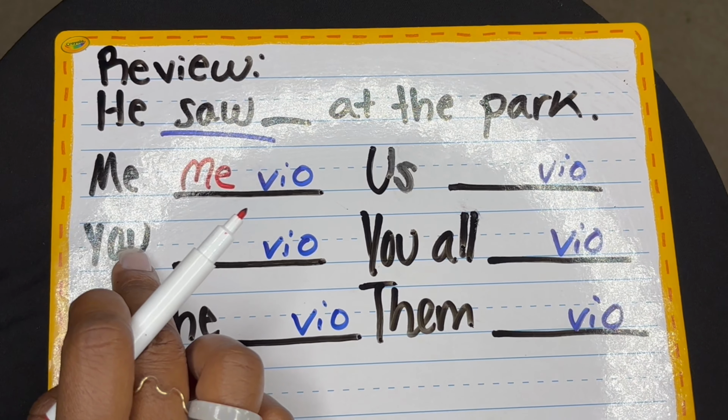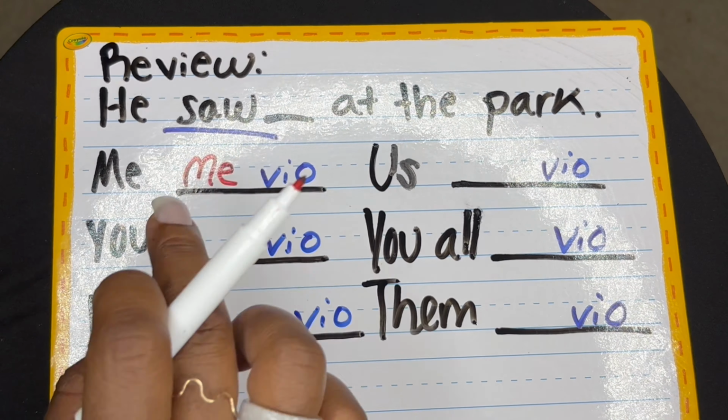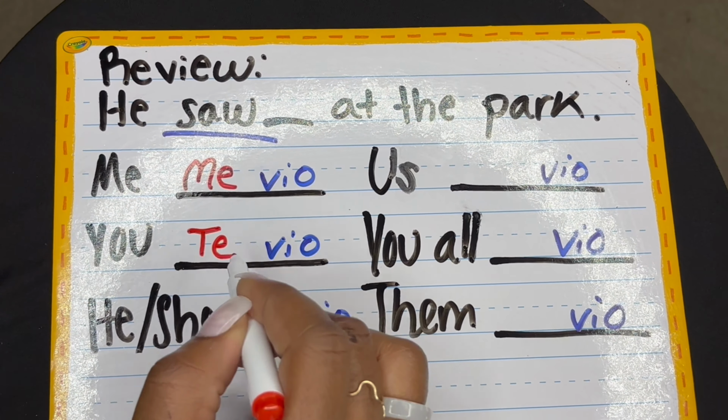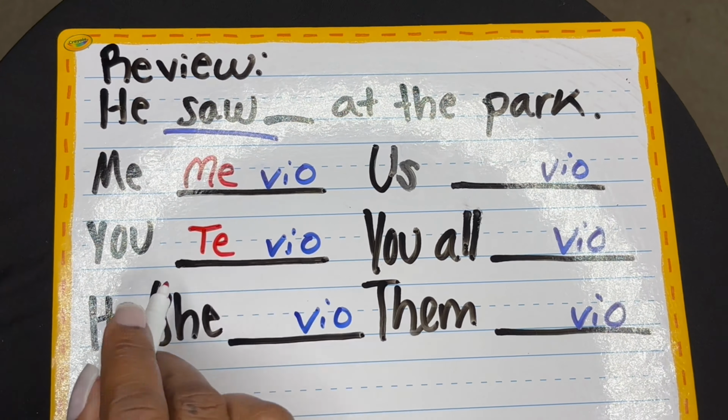The next one is you. He saw you at the park. You is going to be te. Te vio en el parque. Next one is he or she. So let's do he first on the top, okay? That's going to be lo vio en el parque. And she would be la vio en el parque, okay? So he and she. Us. Us is going to be nos. Nos vio en el parque.